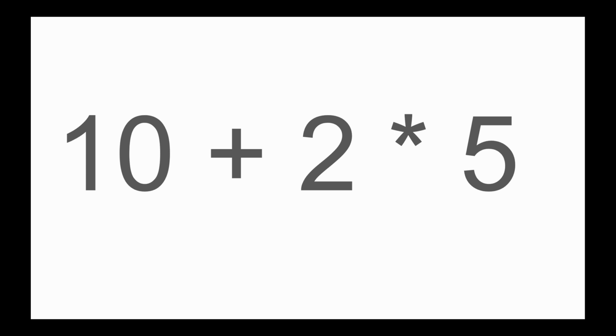Can you guess what the result of 10 plus 2 times 5 is? If you said 60, you're going to want to stick around. Java doesn't follow simple left to right math rules. Let's explore how arithmetic operators really work.